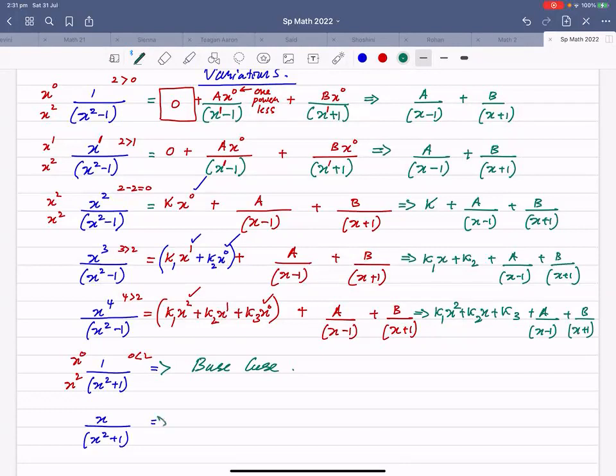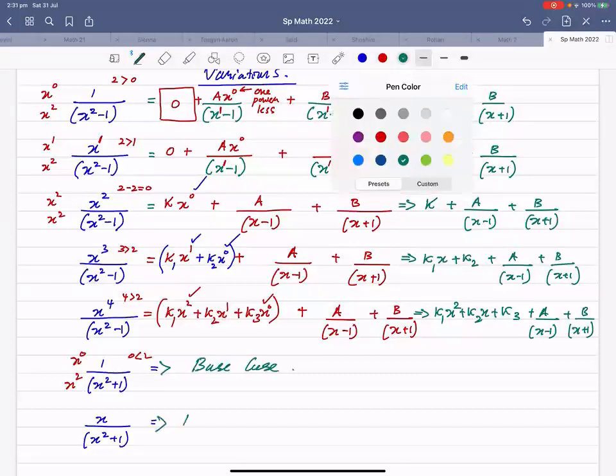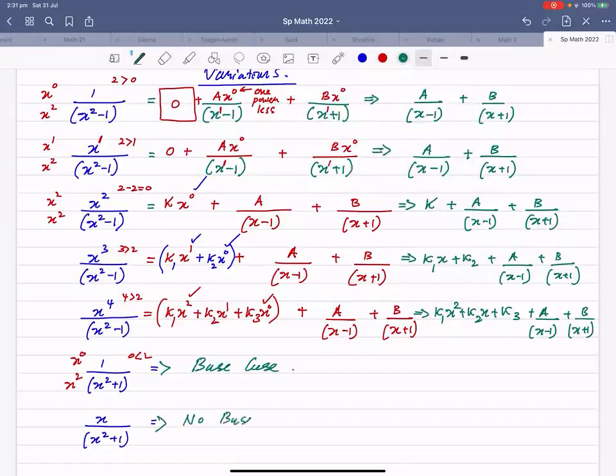Okay. What about this one? Can you use any base case? No base case, right? No base case here. So then how to do that?